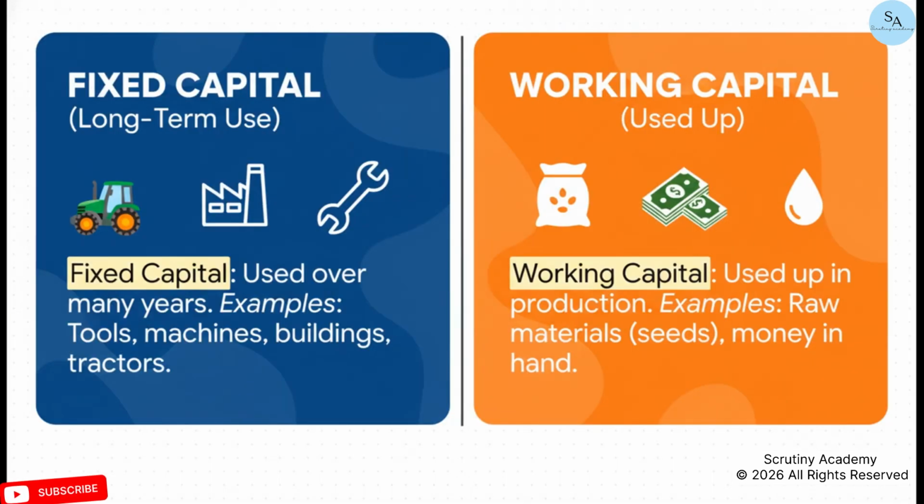Easy, right? Okay, let's zoom in on physical capital for a second. And listen up, because this is a classic 3-mark question. They love asking this. It's split into 2 types. You've got fixed capital, which is the stuff that sticks around for years: tractors, buildings, computers. Then you have working capital. This is the stuff that gets used up in the process, like raw materials, say seeds, and the money you have on hand to keep things running. You gotta know the difference and have those examples ready to go.